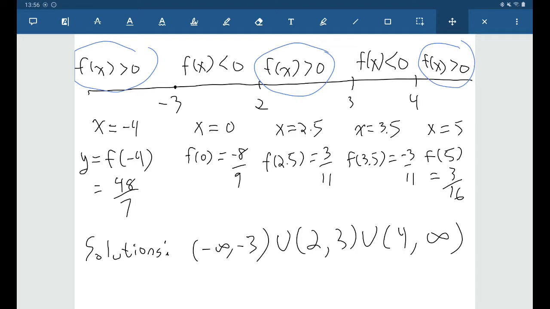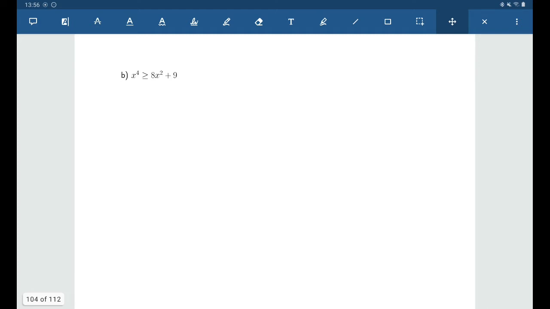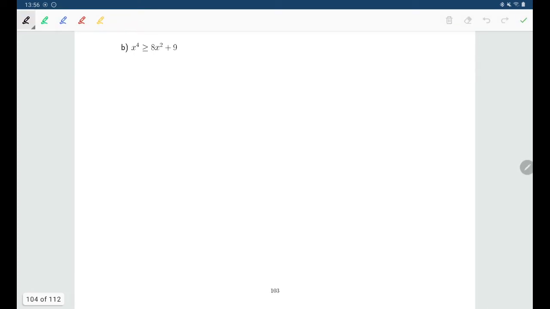All right, let's do another one. And so for this one, it's not already written with everybody on one side, so that's the first thing that I would do, is move everybody to one side of the inequality.